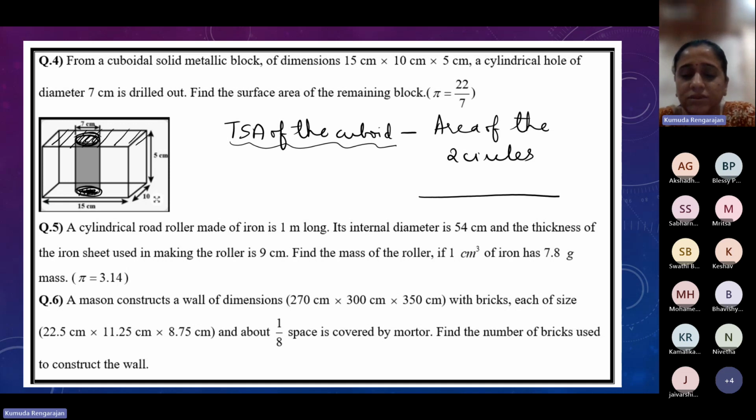Yes, somebody wanted to say something. The CSA of the cylinder. CSA of the cylinder, correct. Plus or minus? Plus the CSA of the cylinder, ma'am. Plus the CSA of the cylinder, correct.